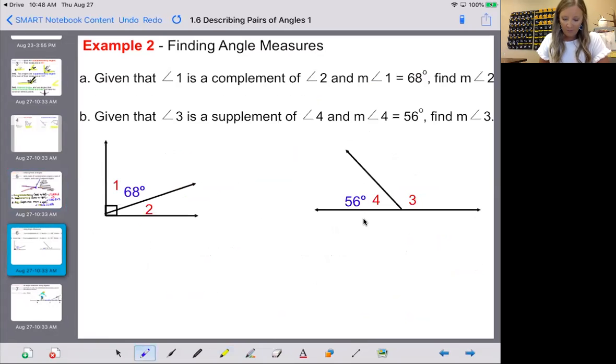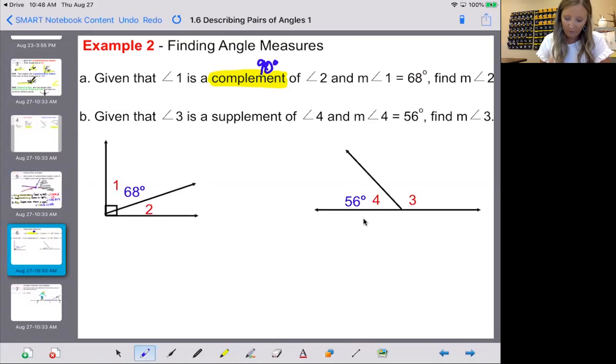So letter A says, given that angle 1 is the complement. Now, any ideas what the word complement means? It sounds like a word we were just talking about, right? Sounds like complementary. So complement means that they are 90 degrees total. So it says, given that angle 1 is a complement of angle 2.